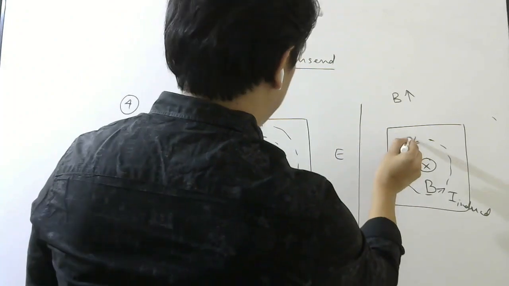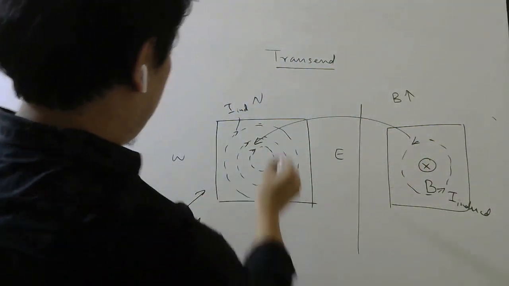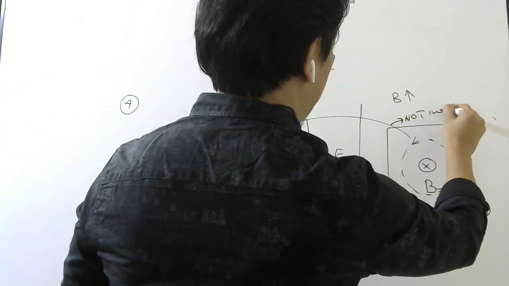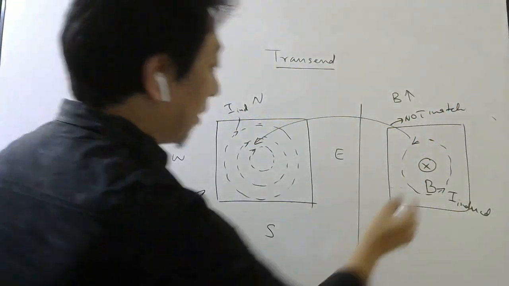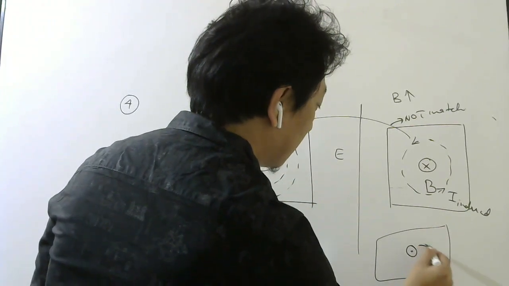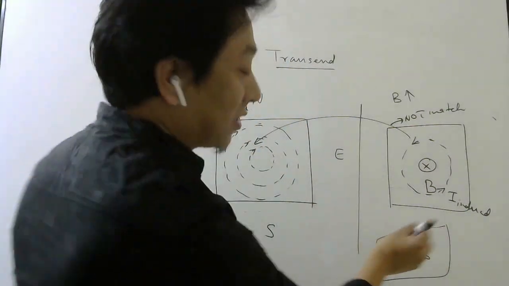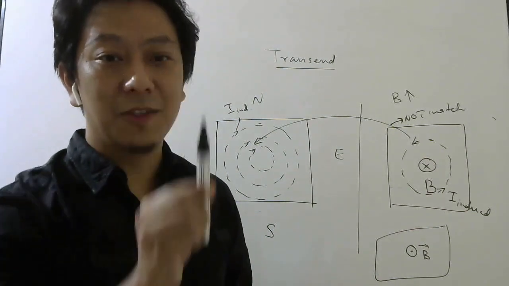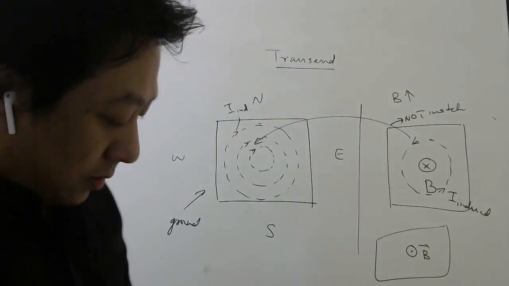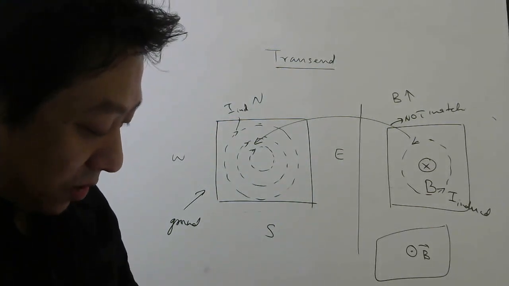Now check whether it is matching or not matching. It is not matching. So if it is not matching, then it means the magnetic field must be applied out of the board. Out of the board means towards the sky. So it will be vertically towards the sky, which means vertically up. So it must be vertically up.